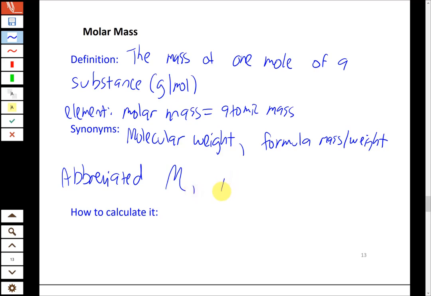And then the other one you might see, because of the common usage of molecular weight, is MW for molecular weight. So that's another abbreviation, but they all mean the same thing. And in context, it should be pretty obvious what that number is important for.